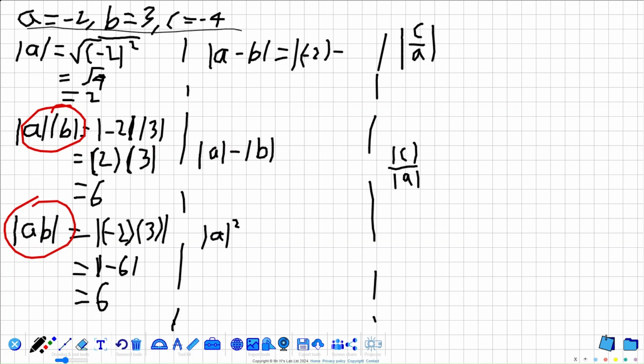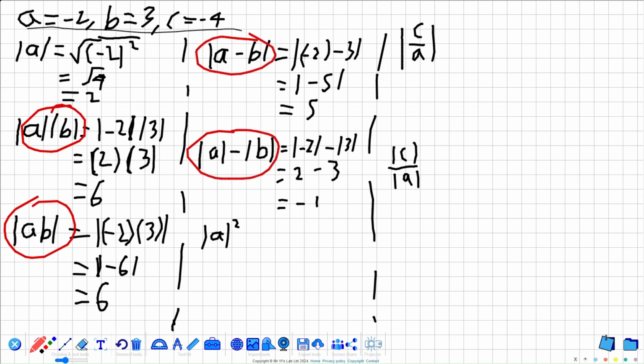-2 minus 3, which equals modulus -5, which obviously equals 5. And then for this one, we've got them separately, so -2 minus modulus 3, which equals 2 minus 3, which equals -1. So unlike the multiplications, minusing these actually results in different numbers when they're separated or in the same.